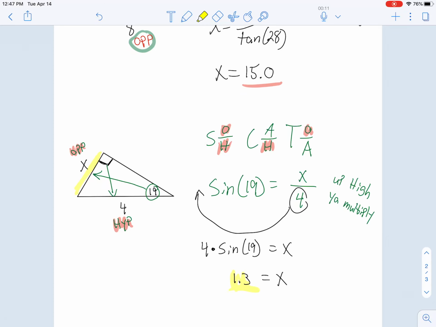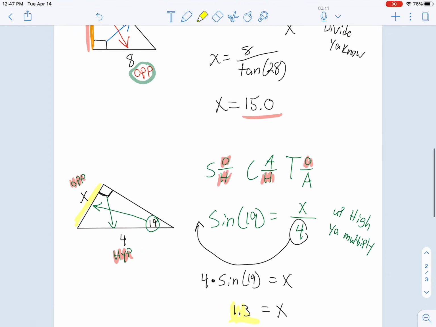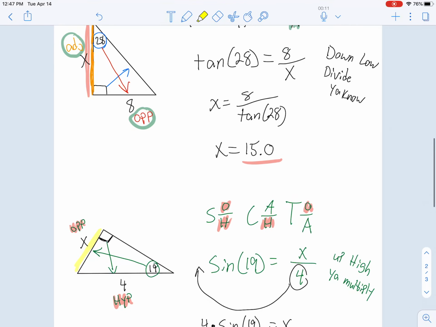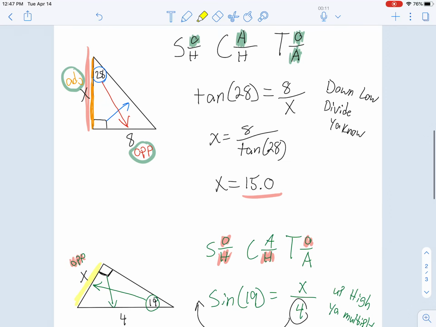So, two things. Down low, divide, you know. Up high, you multiply. Look at how those examples are, and then you'll do just fine. Just double check that you're always in degrees. We want to be in degrees, okay?